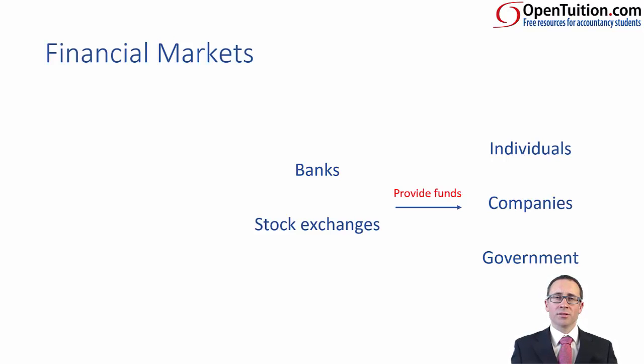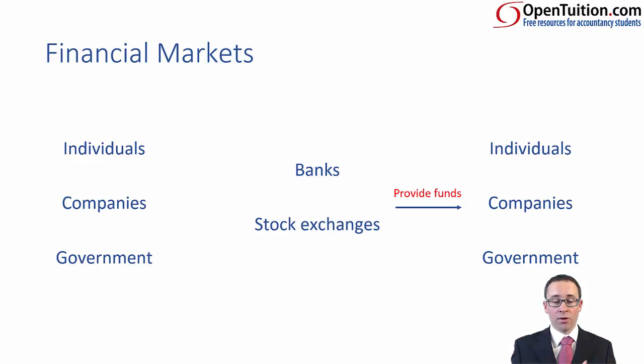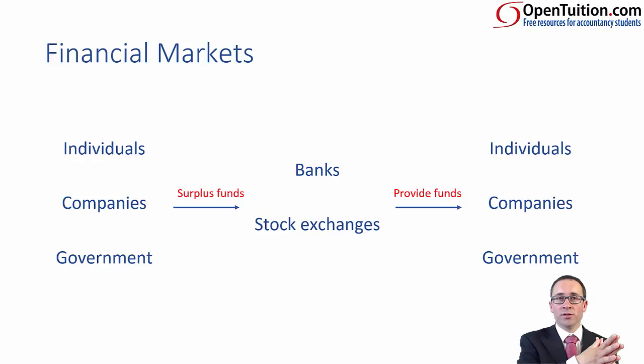However, where do the banks and the stock exchanges get the money from? They're just like a middleman, aren't they? In terms of the flow of funds, they help bring people together, and those people are the same: the individuals, the companies, and government. Believe it or not, they provide their surplus funds to the financial intermediaries, who then provide the funds to somebody else.